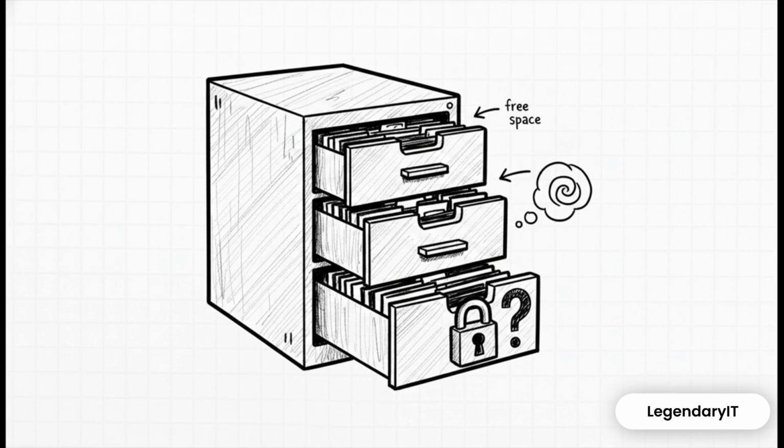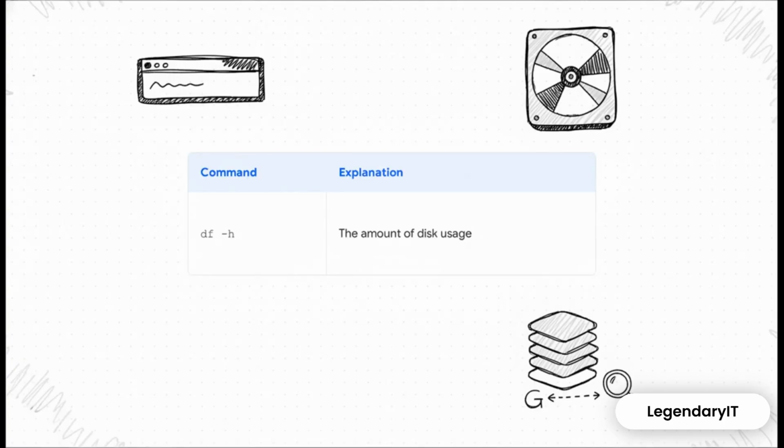So how big is this system? How much room is left to work with? Are there any hidden partitions or cramped spaces that we need to know about? For this job, our tool is df -h. The df stands for disk free, and the little -h is the magic part. It makes the output human readable, showing you sizes in gigabytes and megabytes instead of a bunch of confusing numbers. It gives you a quick, clean report on all the storage partitions and exactly how full they are.